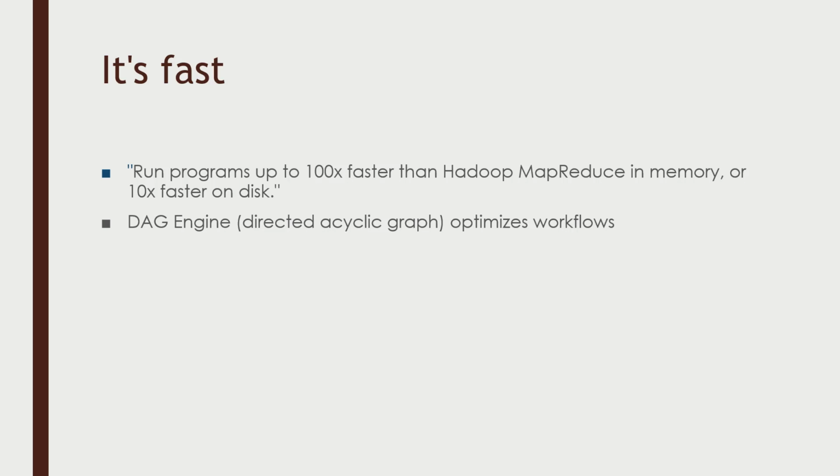That was a directed acyclic graph, and Spark has the same thing built in. So it too can optimize workflows to actually work backwards from the end result that you want and figure out the fastest way to get there. And that too is key to its speed and performance, which is, like I said, pretty darn impressive.